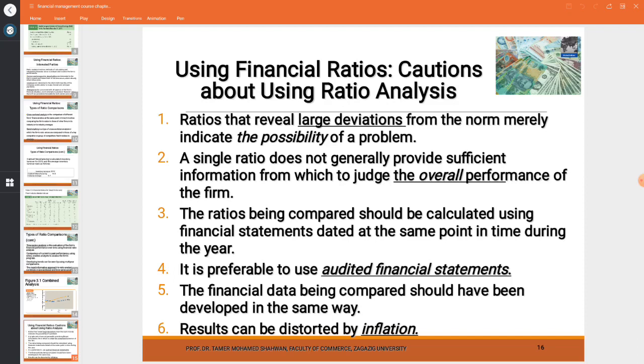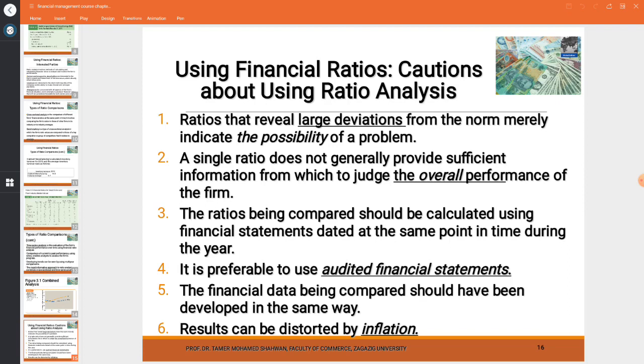Also, when you're comparing a ratio with others, you must try to compare ratios dated at the same point in time during the year. That is, if you are going to compare a specific financial ratio in 2009, you must compare it with the ratios of another firm at the same period of time. Don't mix different periods, because this will give a wrong indicator about the financial performance.